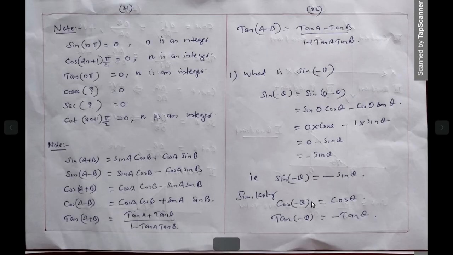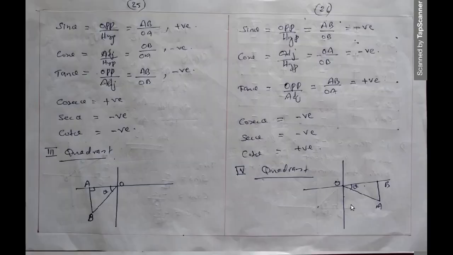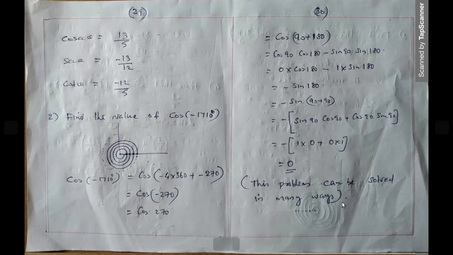We know that cos(-theta) is equal to cos theta. So cos(-270) is equal to cos 270, right? Then 270 can be split as what? 90 plus 180. 90 plus 180 means 270 degrees.